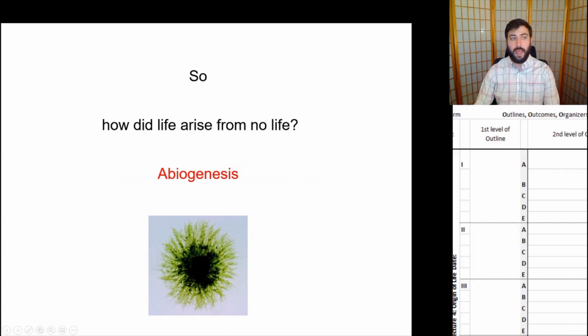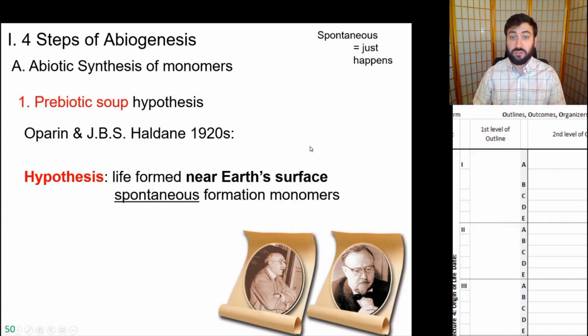So, how did life arise then? How did this process of abiogenesis occur? Well, starting, of course, with the abiotic synthesis of monomers. There's a couple prevailing theories. The first is the prebiotic soup hypothesis, put forth by Oparin and Haldane in the 1920s. The idea is that life formed near the Earth's surface from the spontaneous formation of monomers.